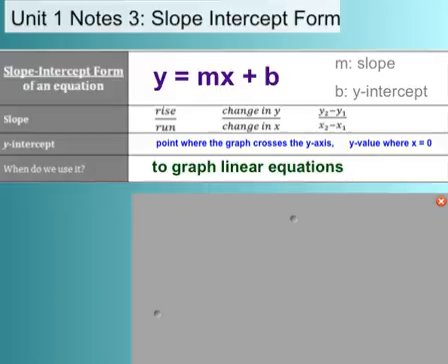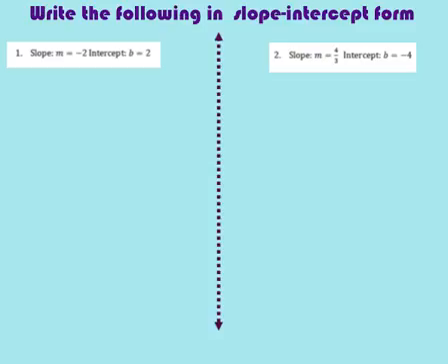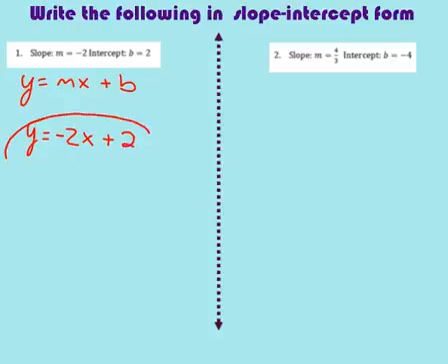The y-intercept is the point where the graph crosses the y-axis, the y value where x equals 0. When do we use it? To graph linear equations. He tells me there that the m is equal to negative 2 and b equals 2. There's two different 2's, and that's your answer: y equals negative 2x plus 2. You're supposed to also know how to graph that already.